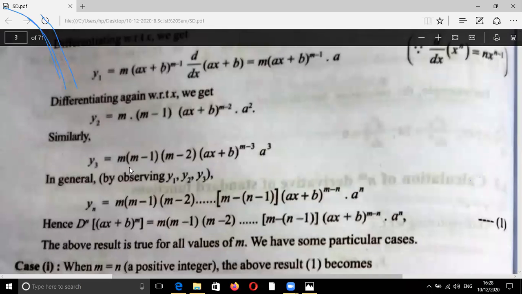Now similarly y3 equals m into m minus 1, two terms you got here; for y3 you get 3 terms, m into m minus 1 into m minus 2. For y4, it is m into m minus 1 into m minus 2 into m minus 3, and so on.